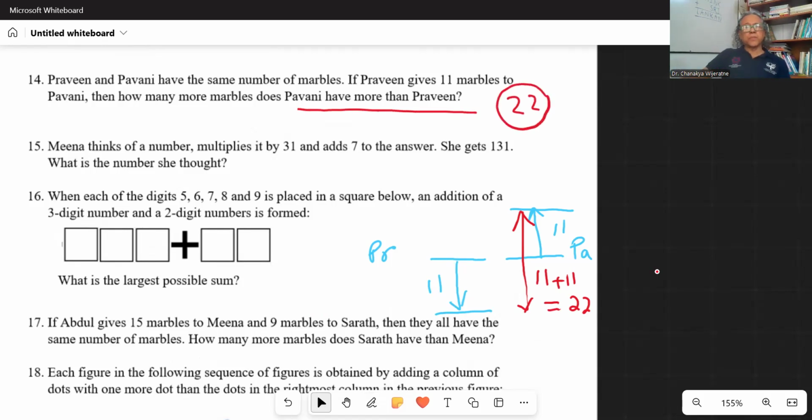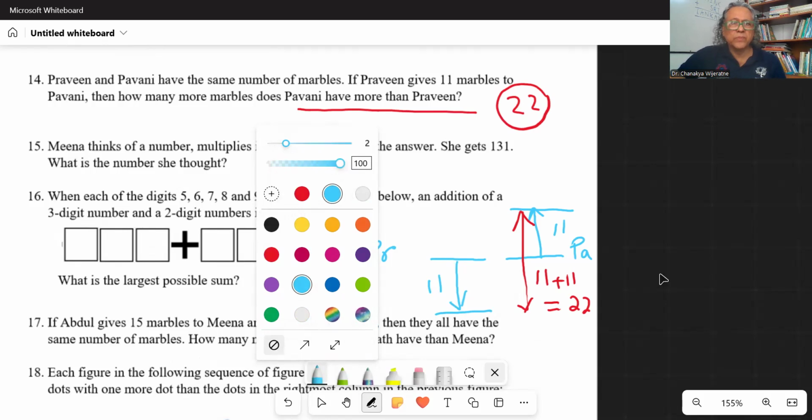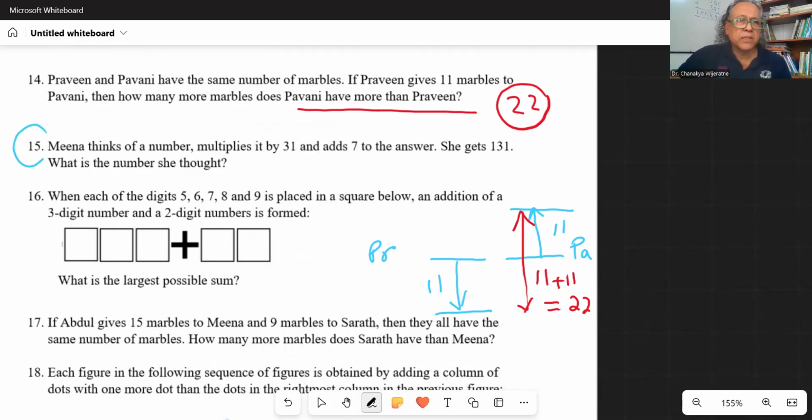All right. Number 15. So let's go back to our cool color, blue. Mina thinks of a number, multiplies it by 31, and adds 7 to the answer. She gets 131. What is the number she thought? What do we know, right? She hasn't told us, but she has told us the final answer, 131, after doing these two operations.